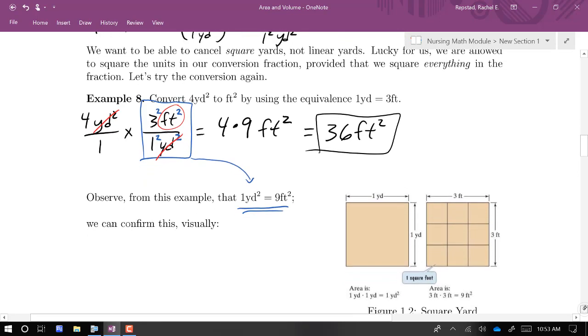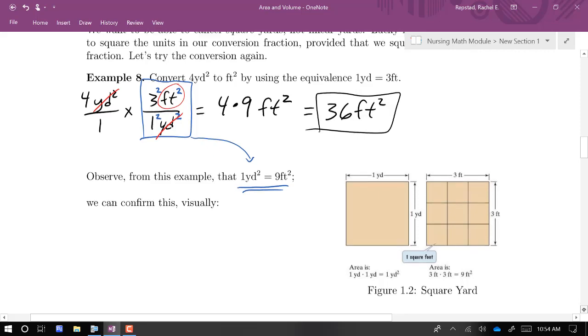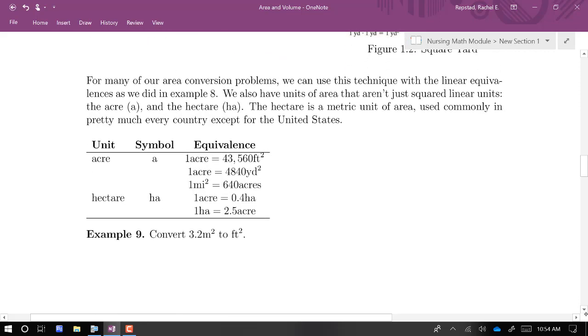And we can visualize that, right? If I have 1 square yard, 1 yard by 1 yard, that's like having 3 feet by 3 feet, and we can count them up. We can see that we do in fact have 9 square feet here. For a lot of area conversion problems, we simply will use our linear equivalences and just use that technique when we can square everything in a unit fraction.